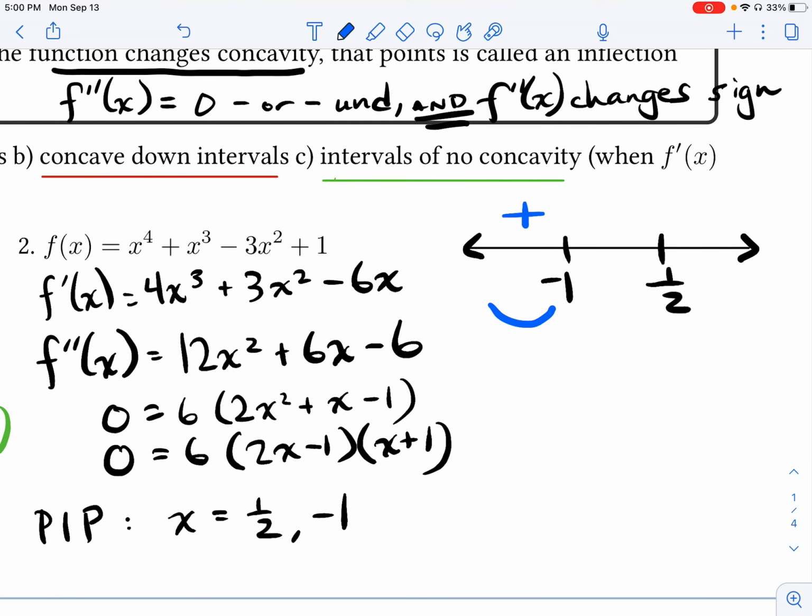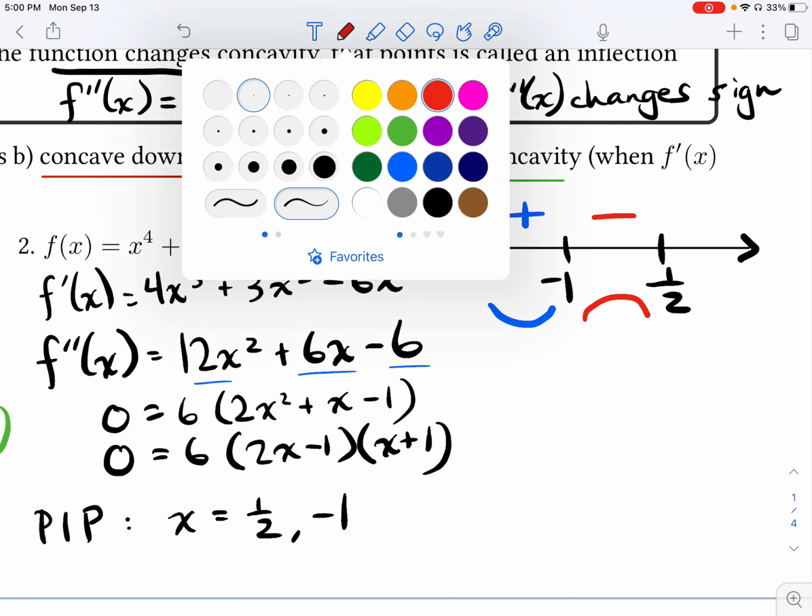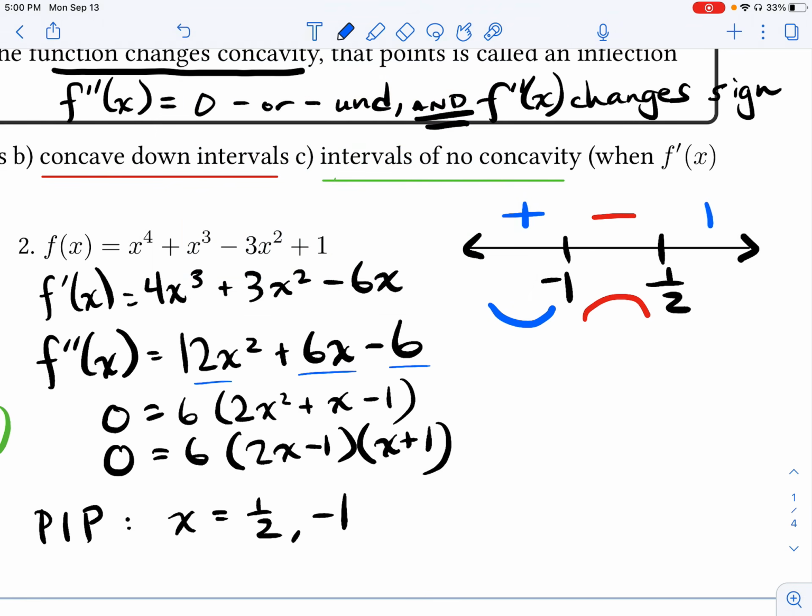If I try plugging in something between -1 and 1/2, like 0, well, 0 plus 0 minus 6, that's going to be negative. So this is negative, so it's concave down here. And finally, if I try plugging in something greater than 1/2, like 1, 12 plus 6 minus 6, that's also going to be positive. So this is also concave up.